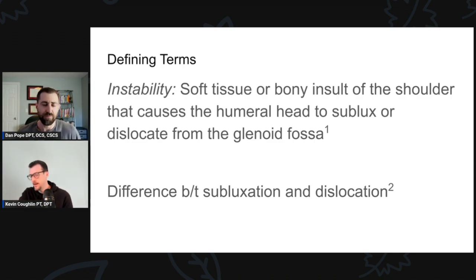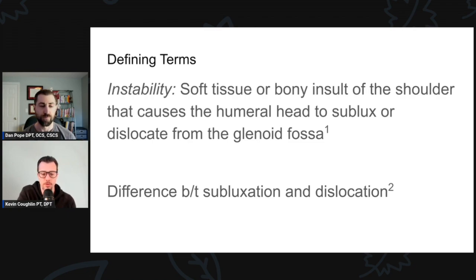So just starting off, some quick definitions. What do we mean when we talk about instability? With the shoulder, generally there's a soft tissue or bony insult that causes the humeral head to either sublux or dislocate from the glenoid fossa. We think about the shoulder as a very mobile joint. It can move in all planes of motion. The most mobile joint in the body, right? So with all that mobility, we do lose a little bit of stability, and we're more predisposed to some of this instability.